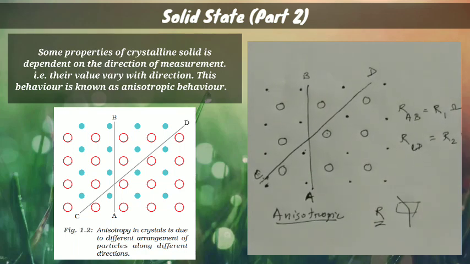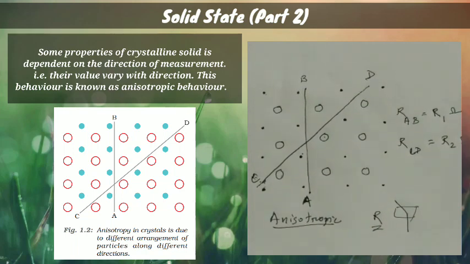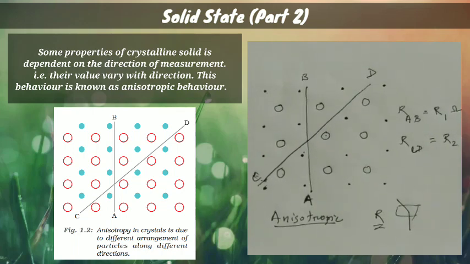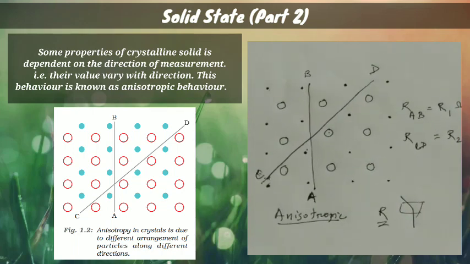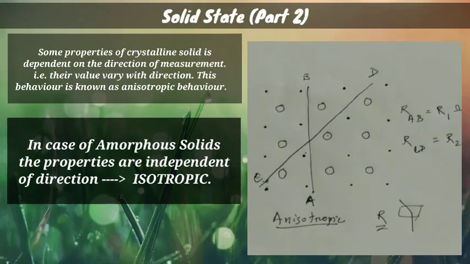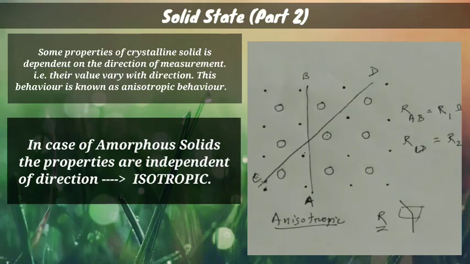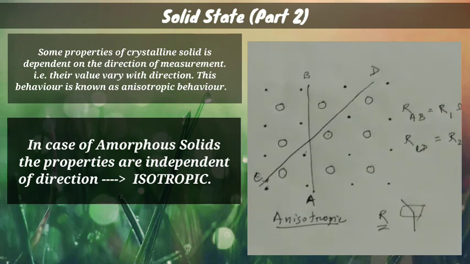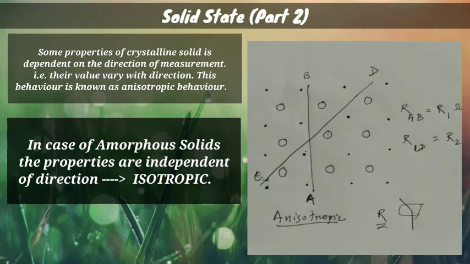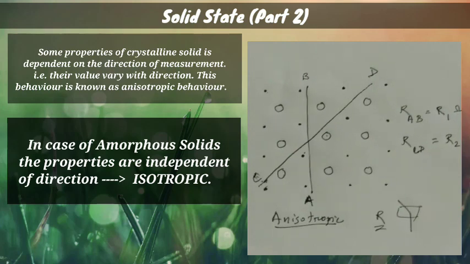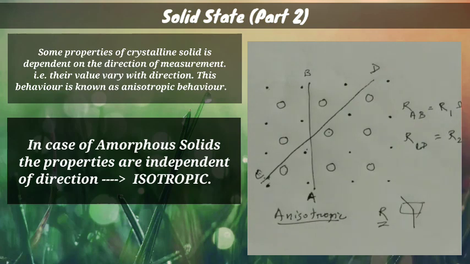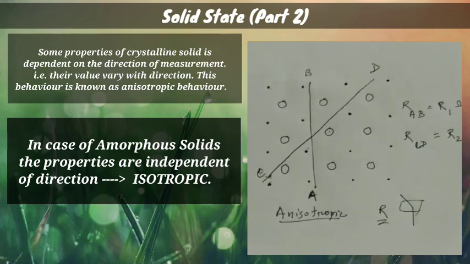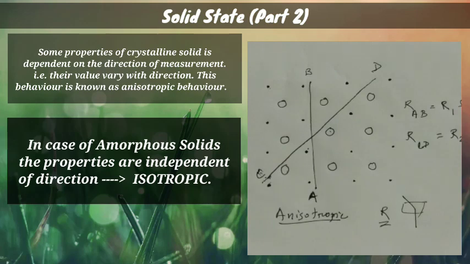Understand? Clear? But in the case of an amorphous solid, it will not be like that. In an amorphous solid there is no long-range order, that means the constituent particles do not exhibit an ordered structure over a long range. There may be some ordered range, but not throughout the whole solid. So the arrangement is irregular along all the directions.